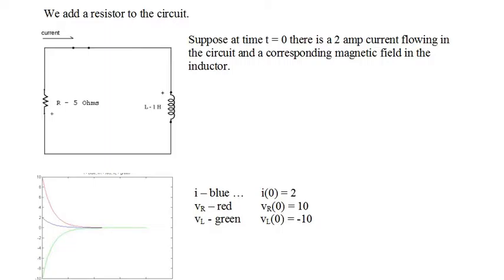The resistor voltage is graphed in red. The resistor value is 5 ohms and the initial current is 2 amps. So the resistor voltage at t equals 0 equals 5 times 2, or 10 volts. It decreases to 0 along with the current. From Kirchhoff's law, the sum of the resistor voltage and the inductor voltage, graphed in green, is 0. So the inductor sees an applied voltage at t equals 0 of minus 10 volts, and that increases towards 0 as the current decreases.